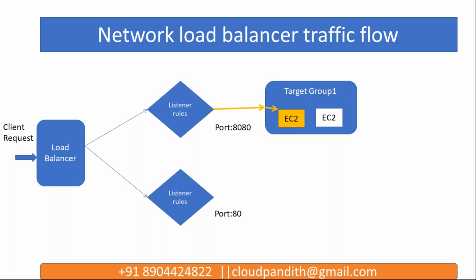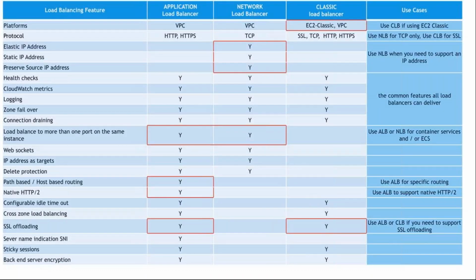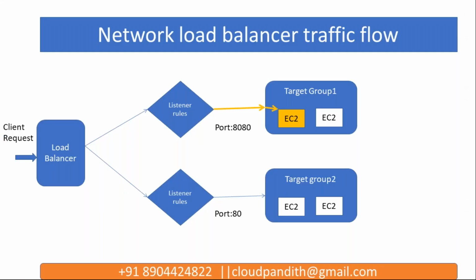Okay, next we will have port 80 here down. So this will always be connected, but based on the request, it will forward to target group 1 or target group 2. Okay, these are the differences between the application load balancer and the network load balancer. So first we will see how we can build this network load balancer now.